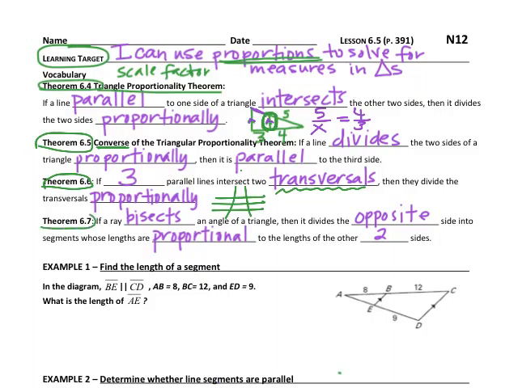And then theorem 6.7: if a ray bisects, cuts in half, an angle of a triangle, then it divides the opposite side into segments whose lengths are proportional. Those lengths on the opposite side will have the same scale factor as the lengths of the other two sides.